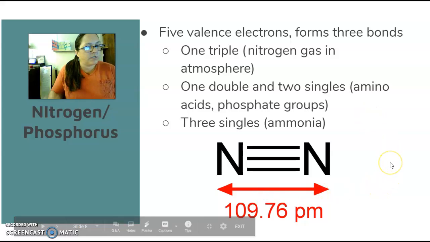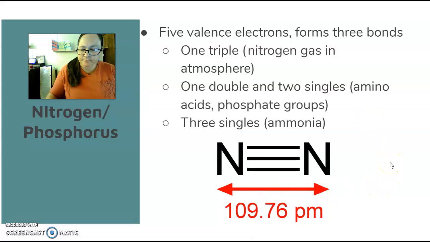Alright, nitrogen and phosphorus. Both of them have 5 valence electrons, so they can form 3 more bonds to complete their valence shell. So they can form a triple bond. You don't really see that in phosphorus, but in N2, nitrogen gas, which is 80% of our atmosphere, the 2 nitrogen atoms are held together with the triple bond that you can see in the picture there.